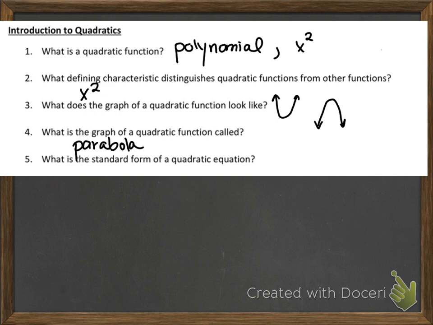And then the last question is, what is the standard form of a quadratic equation? So we usually have y is equal to ax squared plus bx plus c. So notice that means we have a squared term, we have a linear term, and we have a constant. Now sometimes b is 0, or sometimes maybe we don't have a c. But if we don't have an x squared term, remember back to our definition, then we probably don't have a parabola. We probably aren't working with a quadratic function.